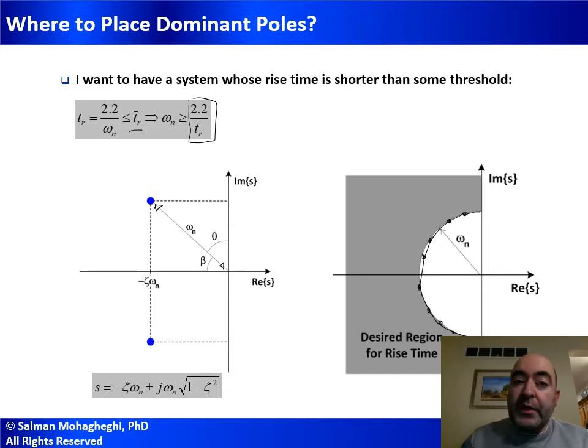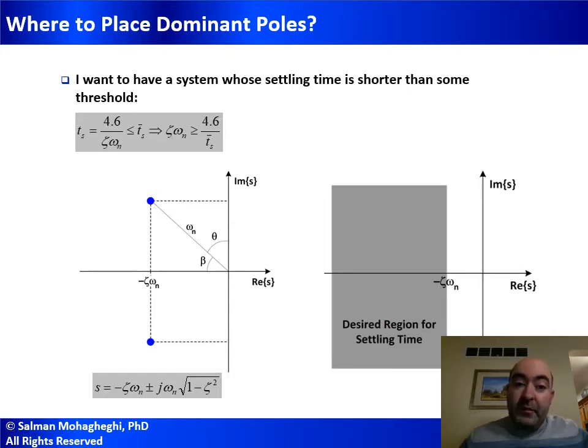If I want the rise time to be less than that, that means the distance has to be greater than that omega n. That means I have to be somewhere here, or somewhere here, or somewhere here. So as long as I have my dominant poles located in that shaded region, I'm going to get a rise time which is less than this particular value.